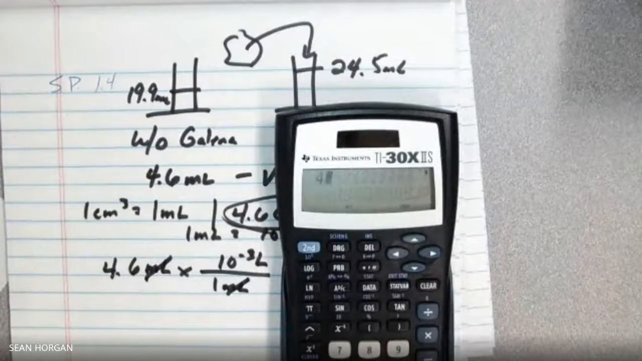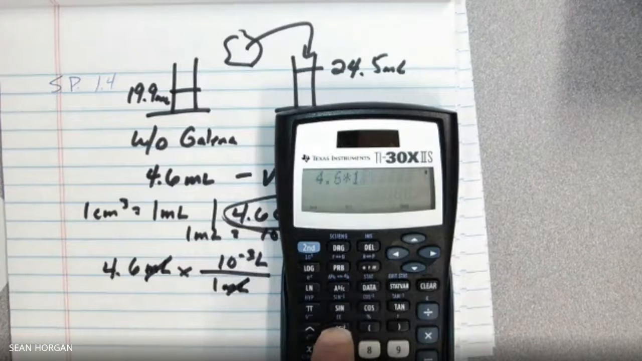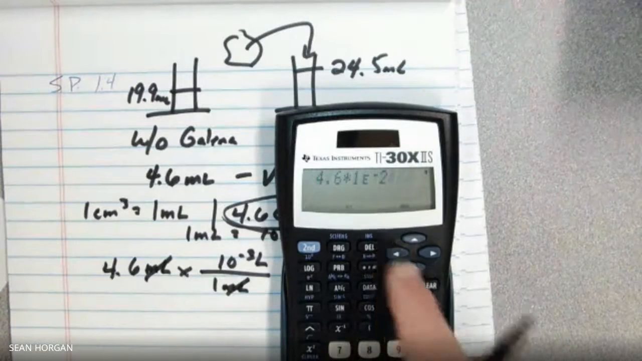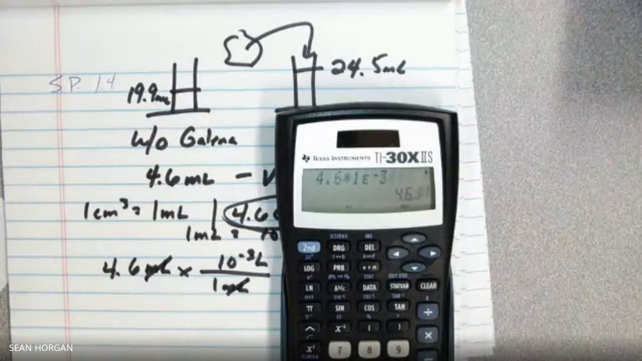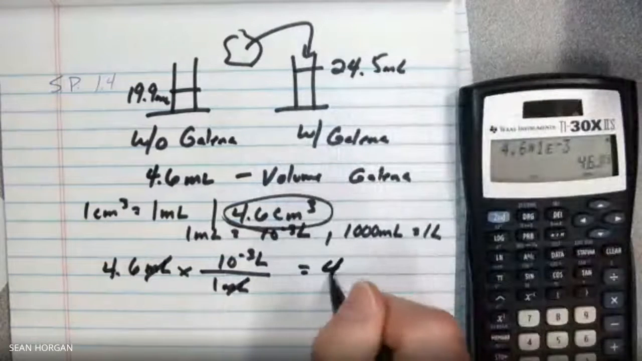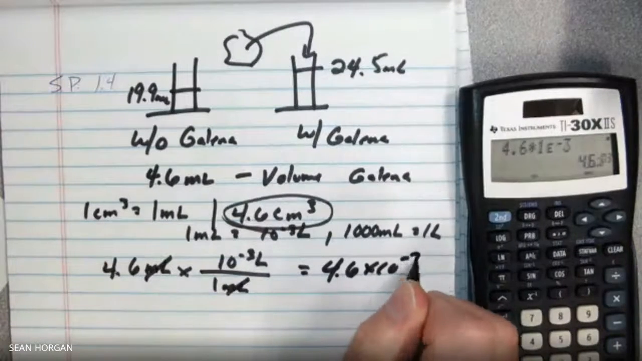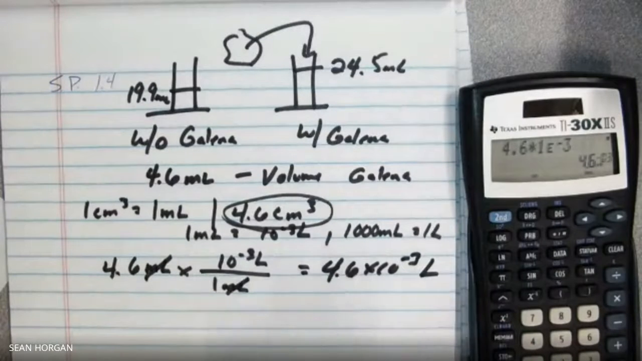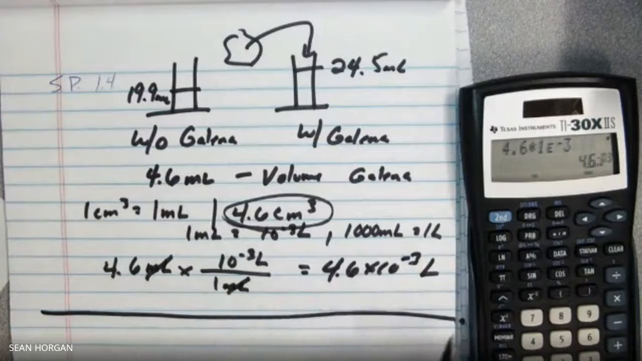4.6 times, we're going to do this a little bit different, we'll say 1 E negative 3, equals 4.6 times 10 to the negative 3 liters. That's pretty hard, right? Okay, and that would be sample problem 1.4.